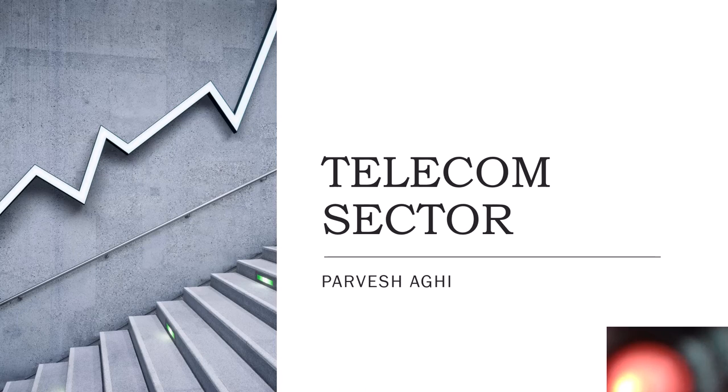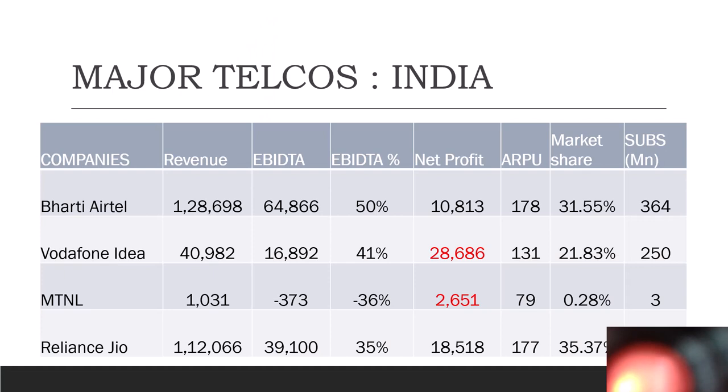Okay. So let's begin with this little bit, and some more history will come. If you look at today, there are 3+1 players. Bharti, Vodafone, MTNL are listed players in the stock exchange, whereas Reliance Jio is listed as Reliance Industries. It's a part of the Reliance group, so it's not a separate listing.